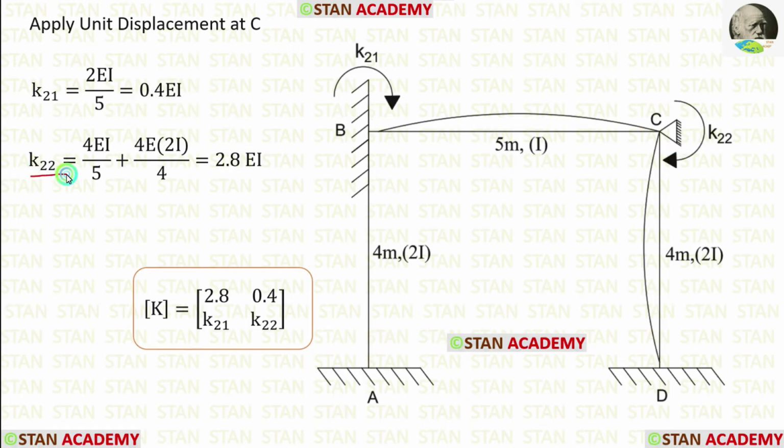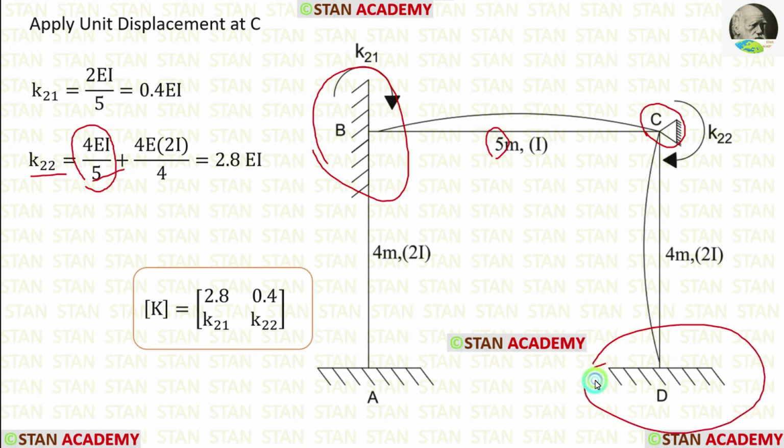Now let us find K22. For that, from the point C, we have to look on the other ends. In the point B, there is a fixed support. If the far end is fixed, the formula for stiffness is 4EI upon L. Length of CB is 5. Let us apply that. Now let us look on the another end D. In the point D also, there is a fixed support. So we have to apply the same formula 4EI upon L. For CD, the moment of inertia is 2I. So instead of I, we have to apply 2I. Length of CD is 4. Let us apply that.